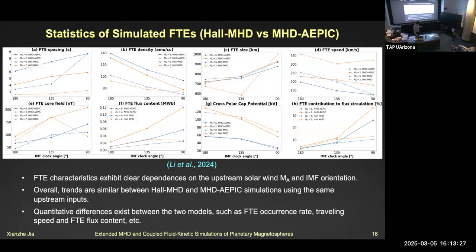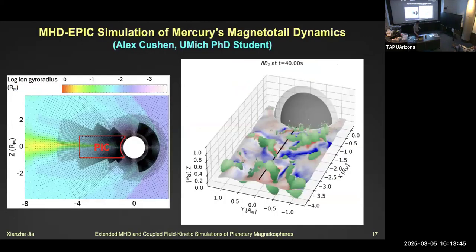I mean, it requires a few minutes to really discuss this, but these are the dependencies of simulated FTE properties as a function of Mach number and as a function of IMF orientation. And we also compared the results between the Hall MHD and the MHD-EPIC. Now, I do want to spend a couple of minutes talking about this very new work that my current student Alex is doing at Michigan.